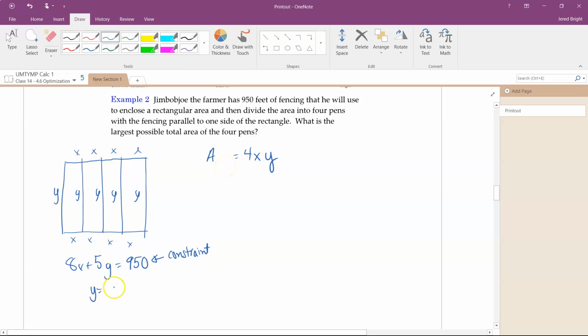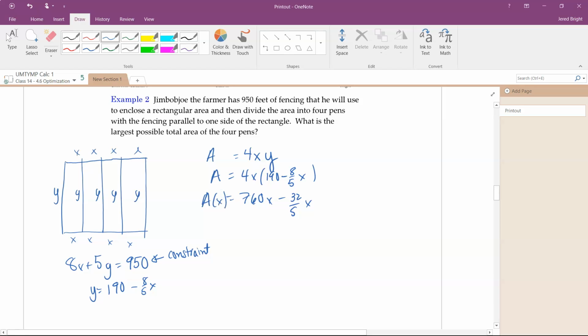Y is going to be 950 over 5, which is 190, and then minus 8/5 x. I'm going to use that in my equation and just say this is 190 minus 8/5 x. So 4 times 190, that's 760x minus 32/5 x squared. Now I have an area function that is a function of x.